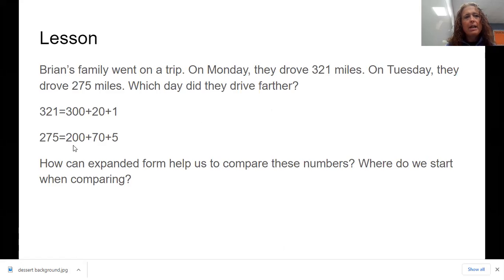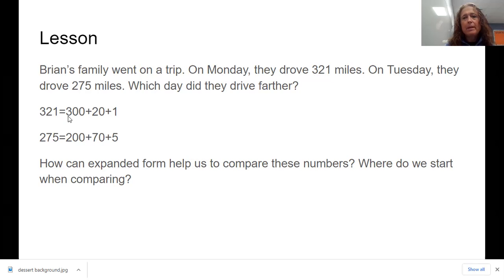Okay, so Brian's family went on a trip. On Monday, they drove 321 miles. On Tuesday, they drove 275 miles. Which day did they drive farther? Okay, so as you can see, I have put 321, which is the amount of miles they drove on Monday.